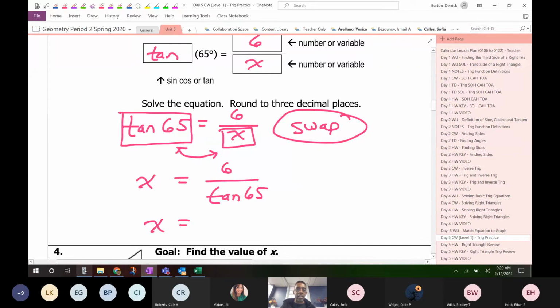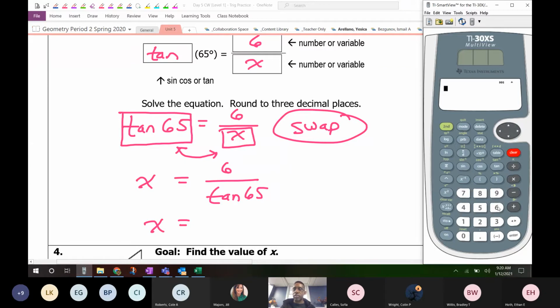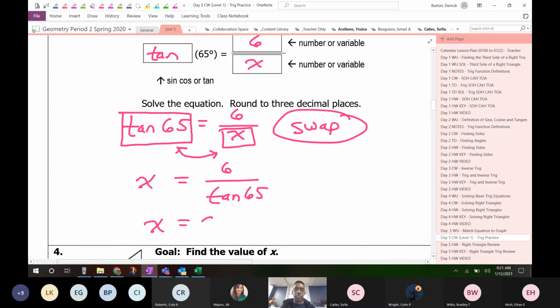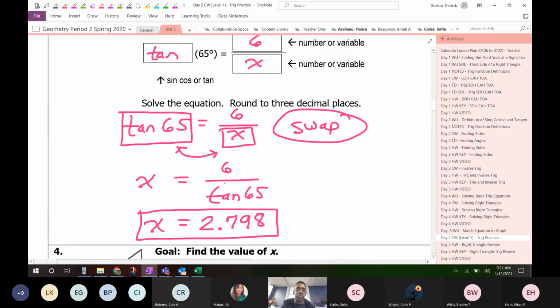Okay, all right. And this can go in the calculator. So 6 over tangent 65. 2.798. Got to round up. All right, that's how you do it.